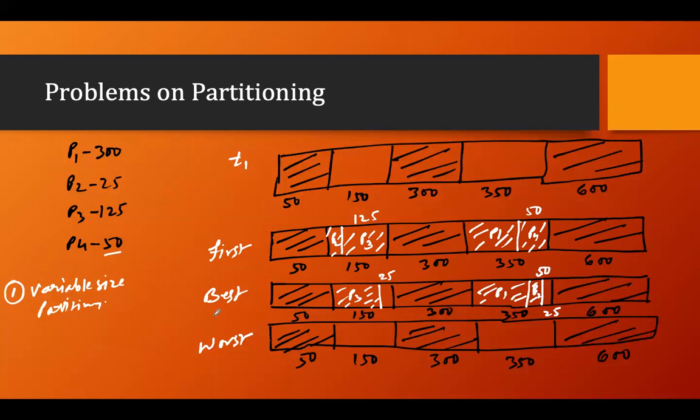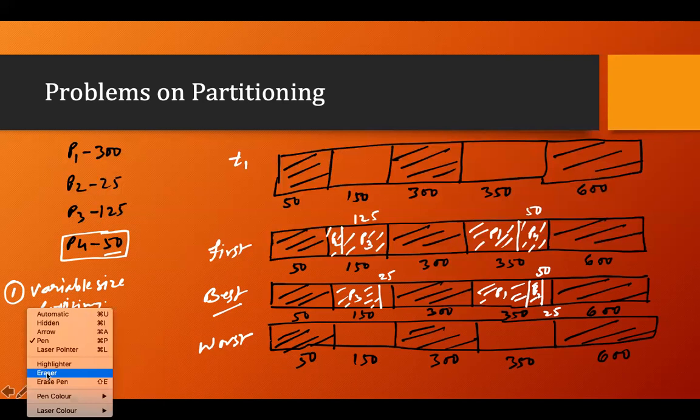Now the best fit here, with variable size partitioning, cannot accommodate it. Even though there is space, 25 here and 25 units here, if we add them we get 50 units. We could accommodate P4, but we cannot. This is the problem of external fragmentation, right?